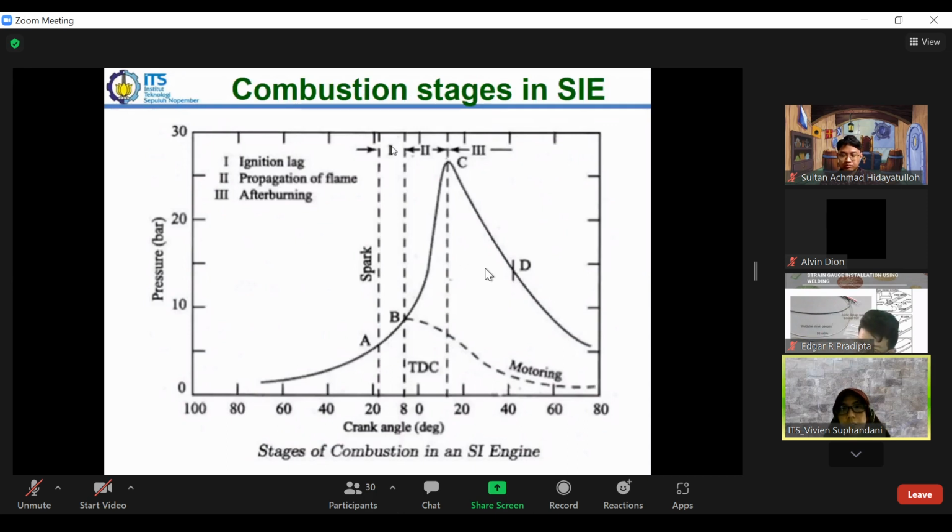So the first stage in the SI engine is similar to the ignition delay, and the propagation of the flame is almost similar to the premix combustion phase, which we cannot control. The third phase is slightly different, because in the diesel engine we still have a controlled combustion phase, while in the SI engine this is already the after burning process. More or less similar: from B to C in the SI engine is almost similar to here.